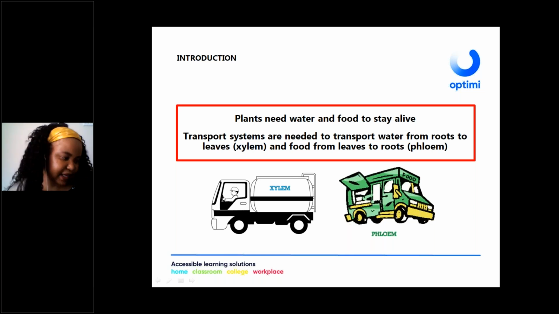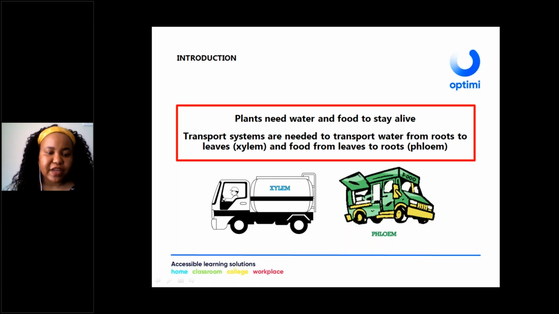So this means that the plants needed to solve a couple of questions. How will their resources be transported throughout the plant, and how will they be able to retain water if they are not inside water? If they are on land, how will they be able to retain water?